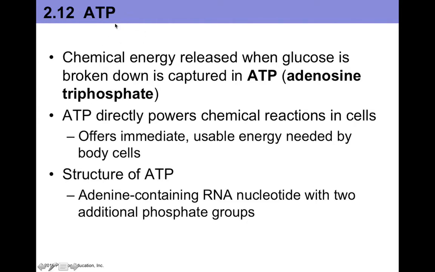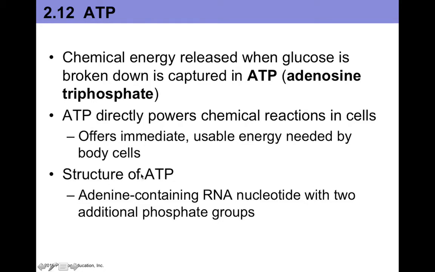So ATP is actually the energy currency of your cells, and it's how chemical energy is captured in this form, adenosine triphosphate, or ATP. ATP is used to directly power different chemical reactions in your cells. It offers an immediate usable form of energy for your body cells.